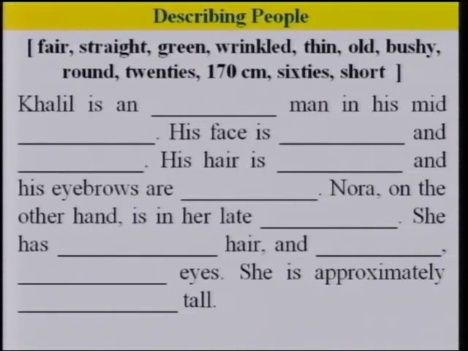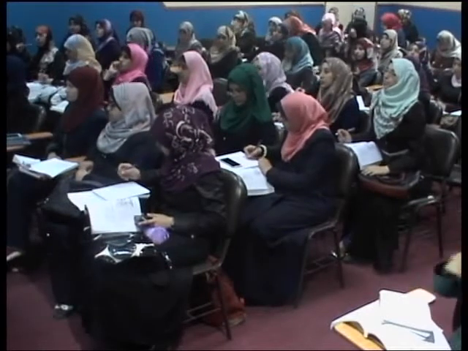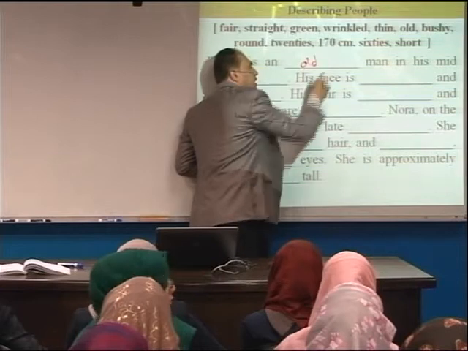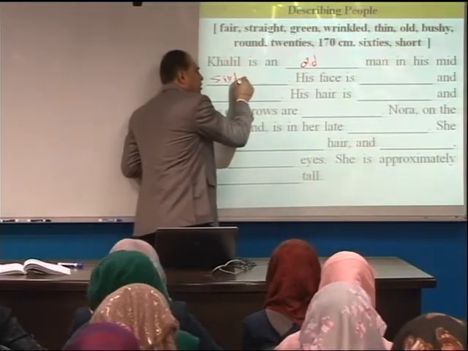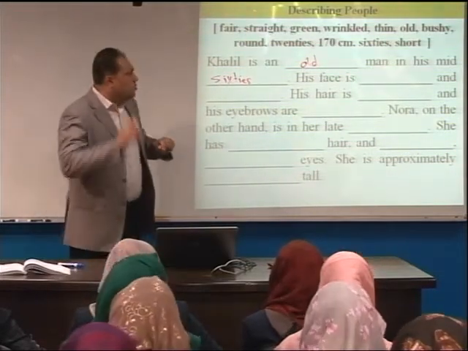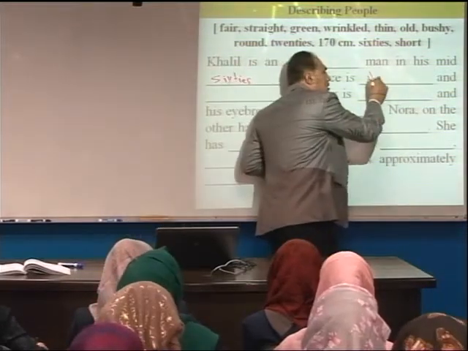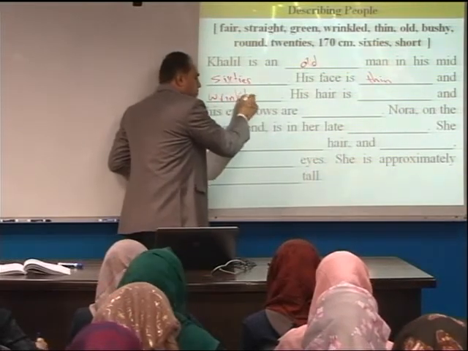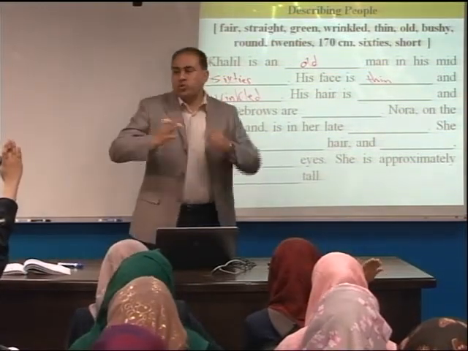All right, are we done? Yes, please. Let's see. Khalil is an old man. Yes, he's an old man in his mid 60s. All right. Would you like to continue? His face is thin and wrinkled. Wrinkled. All right. Not straight. Wrinkled, okay, because of old age.